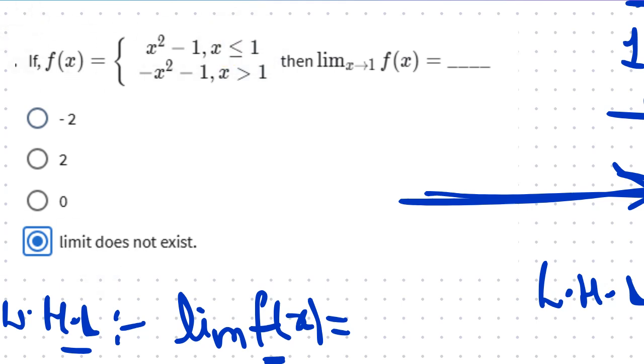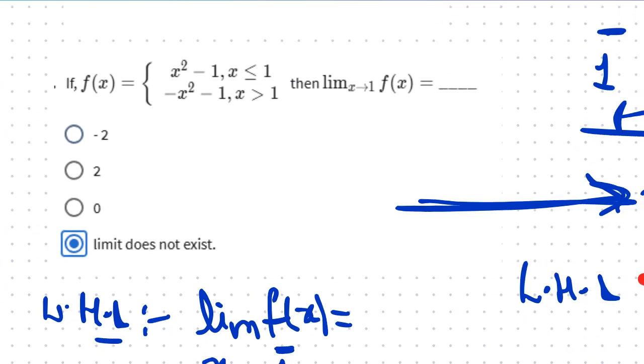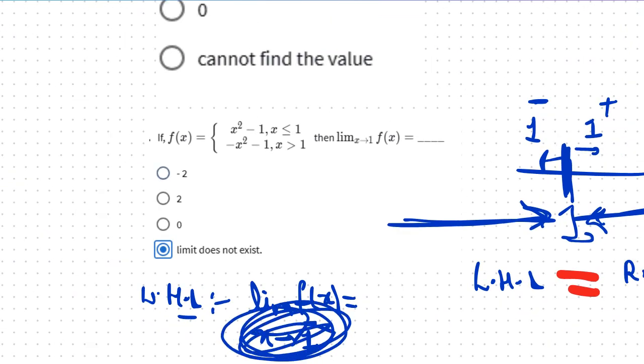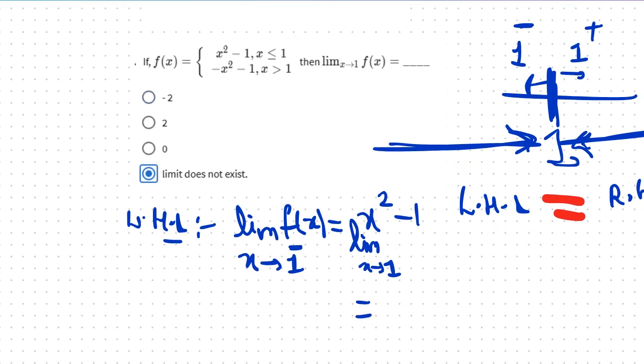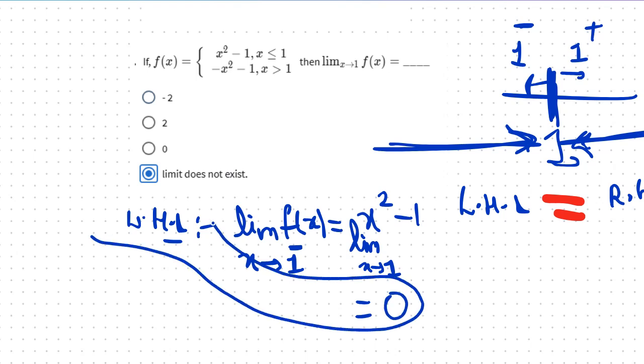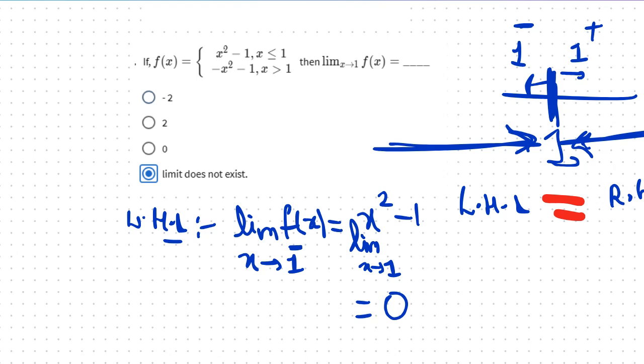So 1 minus means f of x is this value, x square minus 1. Limit x tends to 1, x square minus 1. How much is this? 1 minus 1, 0, right? LHL value is 0. Now let us check how much is the RHL.